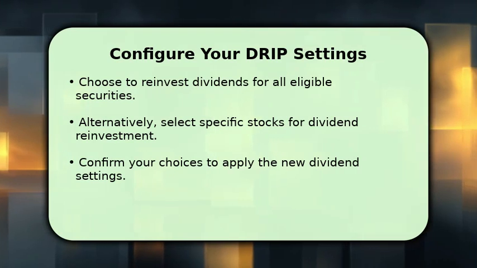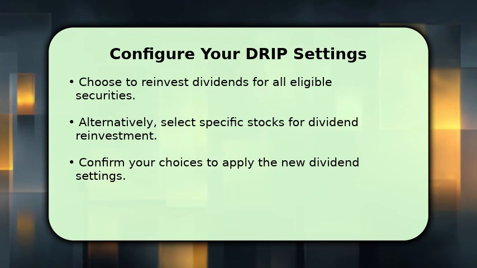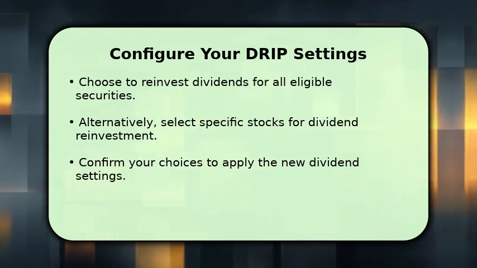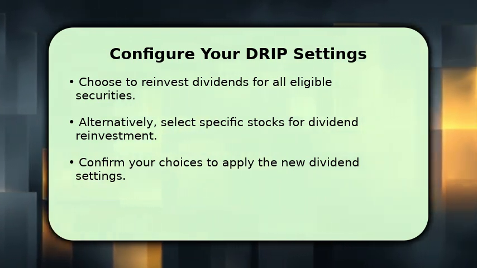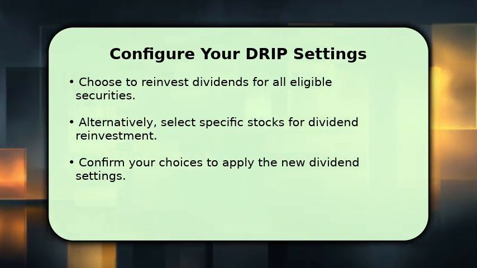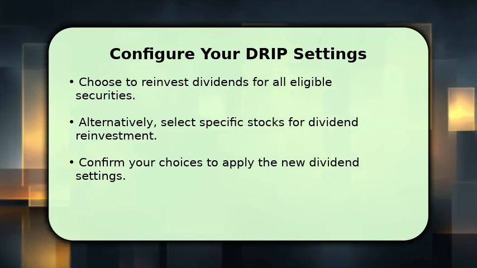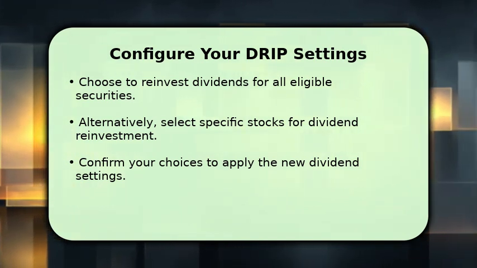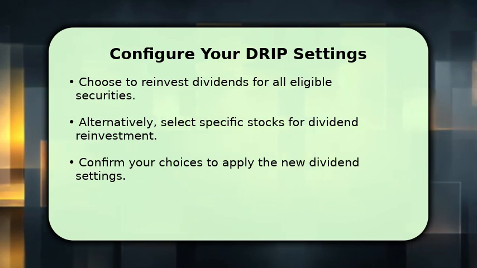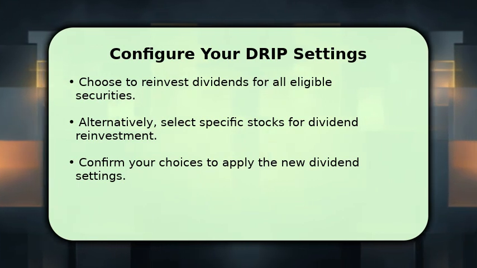Now, you'll see options to configure your dividend reinvestment plan. You can choose to apply dividend reinvestment to all eligible securities in your account, or you can select individual stocks. This flexibility allows you to tailor your strategy to specific investments. After making your selections, carefully review them and then confirm to save your new dividend reinvestment settings. It's a straightforward process that puts you in control.